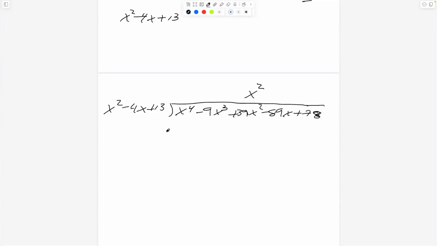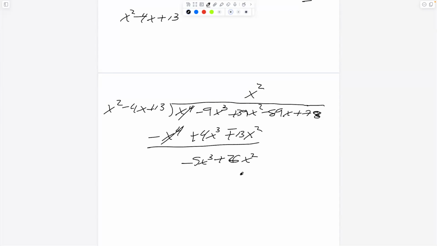So multiply through: x to the fourth minus 4x cubed. X squared times x is x cubed plus 13x squared. Draw the line, change all your signs, and then just add straight down. These cancel. If they don't cancel, you've done goofed. Minus 5x cubed. What is that? 26x squared. Bring the next guy down. Minus 89. Remember, at the end, if we don't get a remainder of 0, we've done goof somewhere.